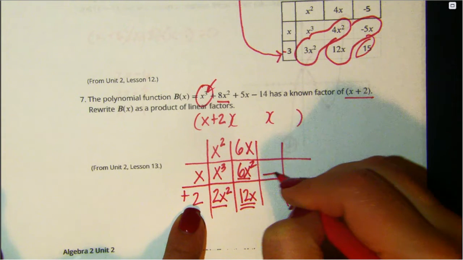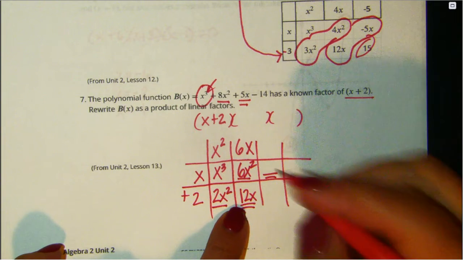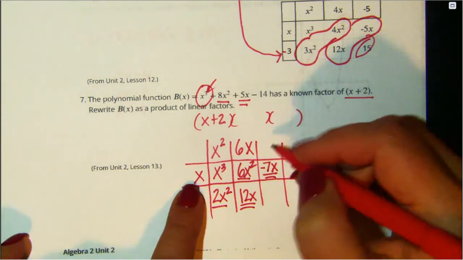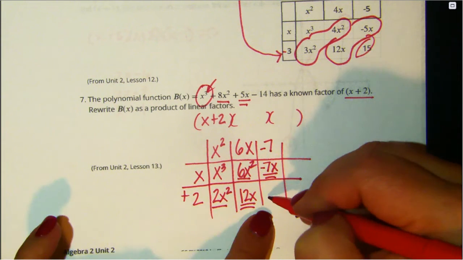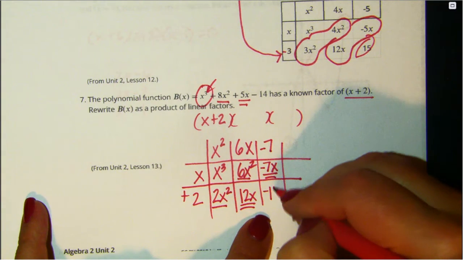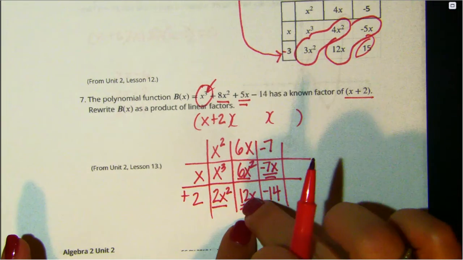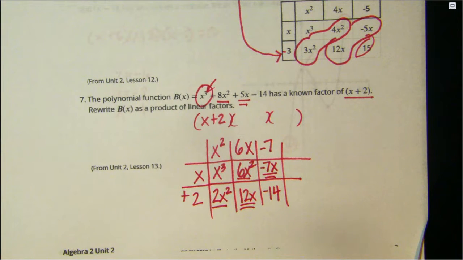These two have to make 5x. Well, I have a 12x. I need to get rid of some. Minus 7x. That'll make my 5. Negative 7. Now, do these two make the last term? Yay! And unlike this problem right here, these two make that, these two make that, and those made that. That's how you know if you did it right.